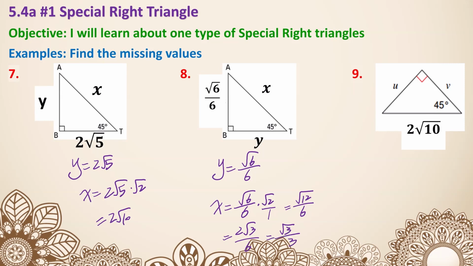Next, number 9, you're given the hypotenuse. So both the legs are going to be the same. Oh, not x and y, it's u and v. 2 square root of 10 over square root of 2. Since square root of 10 and square root of 2 are both under the square root, we can simply do 2 times square root of 10 over 2. That's going to be 2 square root of 5. And that is number 9.